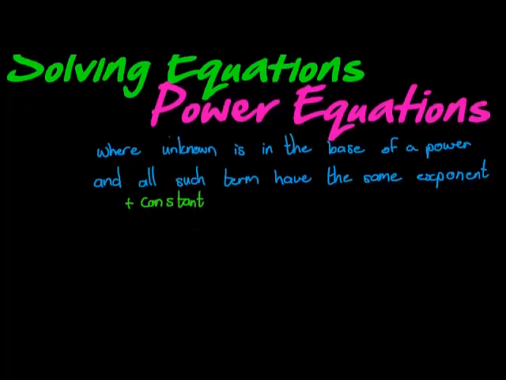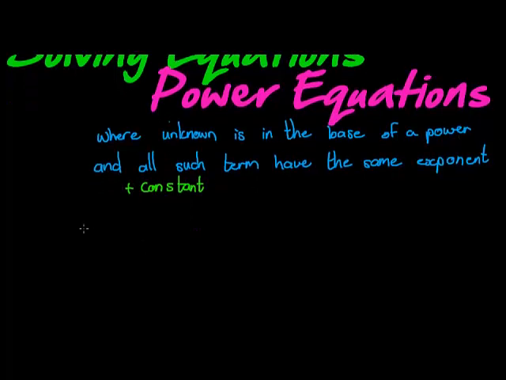Okay, let me give you a few examples. Just writing down some I'm just making up. x squared minus 1 is equal to 2x squared plus 4. Okay, I just completely made that up, but this is a power equation because my unknown is in a power. There's a power. That's not a power. That's a power. My unknown is in the power, and all of these powers have the same exponents. That's the point. The other terms that don't have x's must be constants.